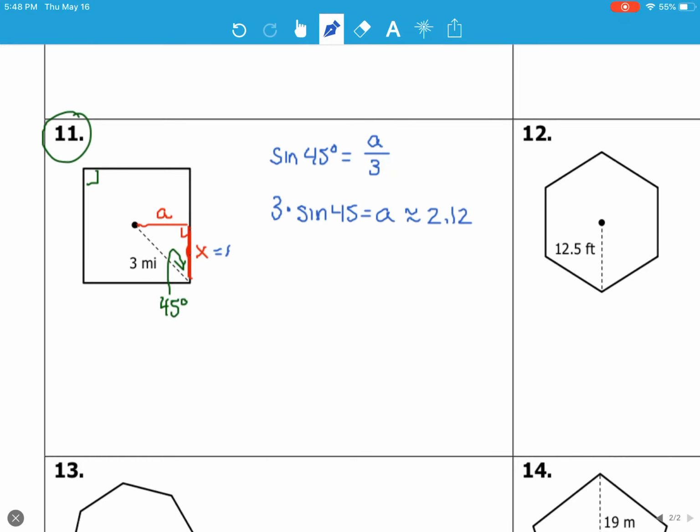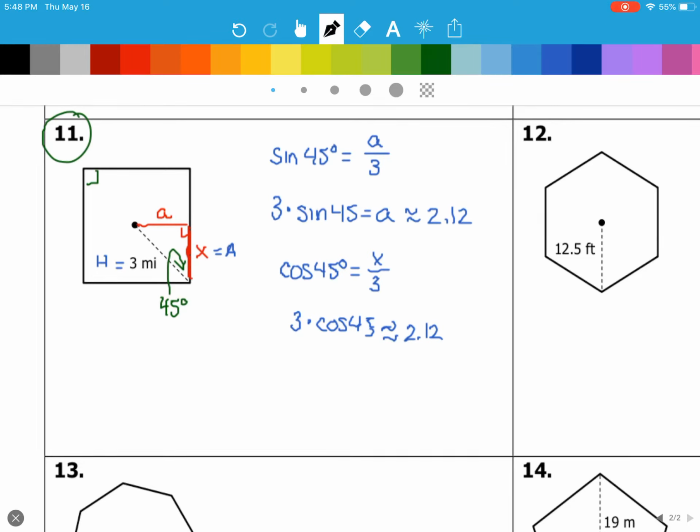So with the x value, that leg is the adjacent leg, and again, the 3 is your hypotenuse. So this time, instead of using sine, you would use cosine. So the cosine of 45 degrees is going to equal the adjacent, which is x, over your hypotenuse, which is 3. And so your x value is going to end up being 3 times the cosine of 45, which is then going to be, again, the same thing, 2.12. And so you go through and you are going to find the area by plugging it into your area formula.